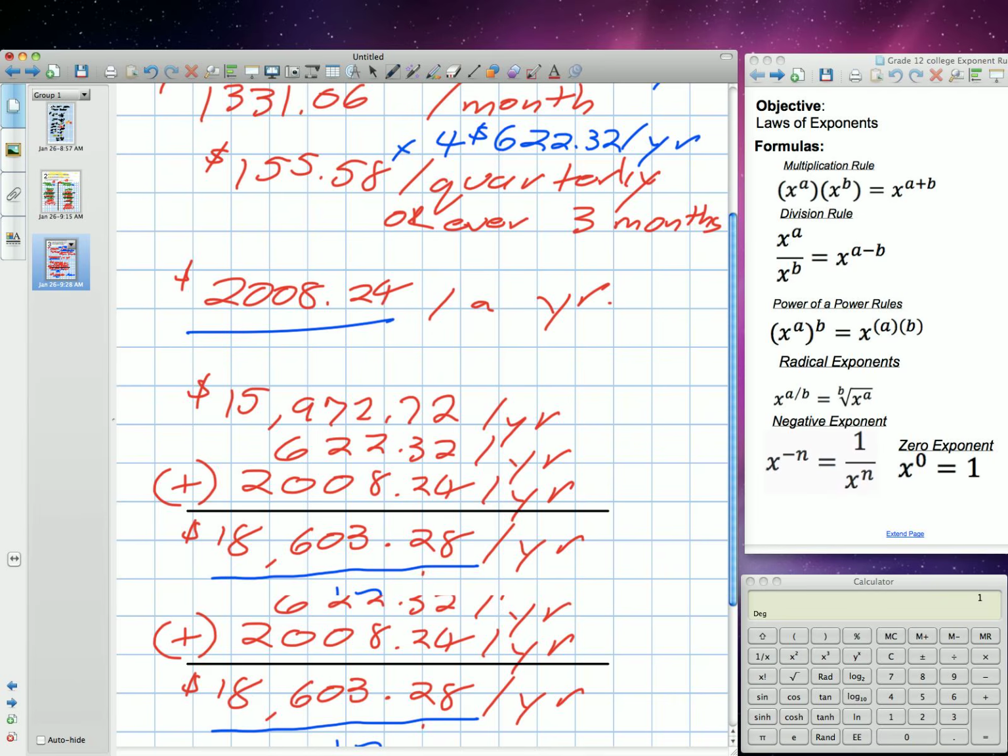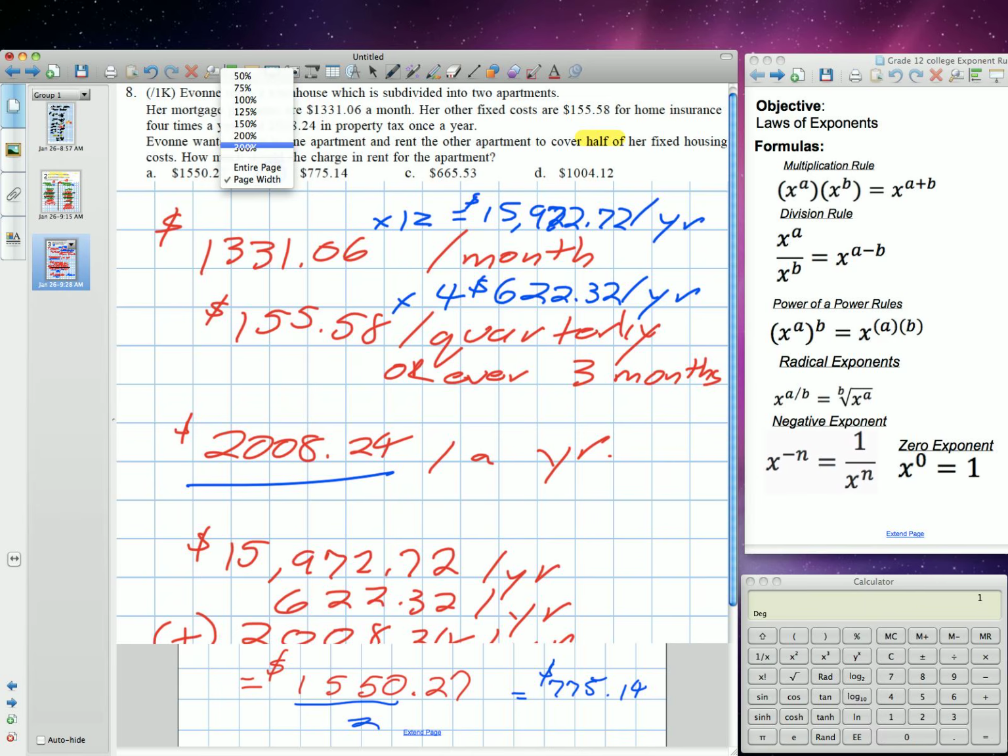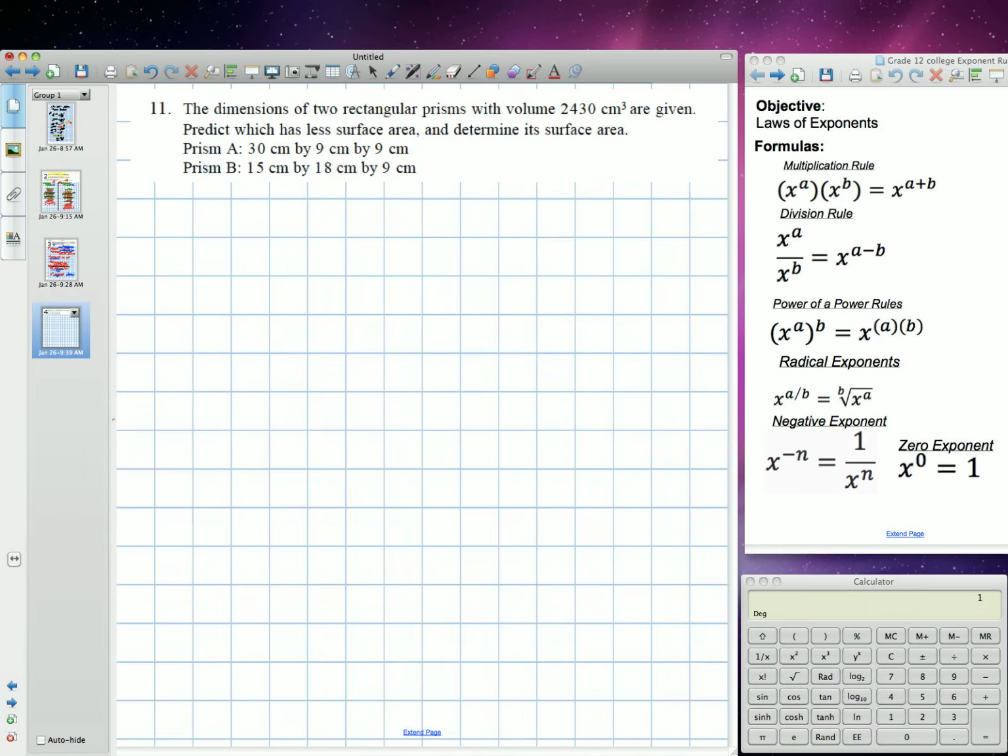Question 11 says the dimensions of 2 rectangular prisms. So already they've given us the shapes. Make sure we highlight that information. There's 2 of them with the same volume. They both have the volume of 2,430 centimeters cubed. Predict which has less surface area and determine its surface area. So we got to predict which will have the least of the 2 and then determine what it actually is.